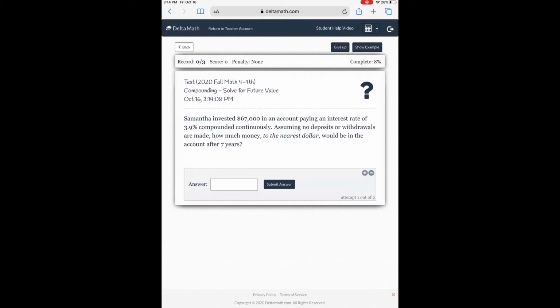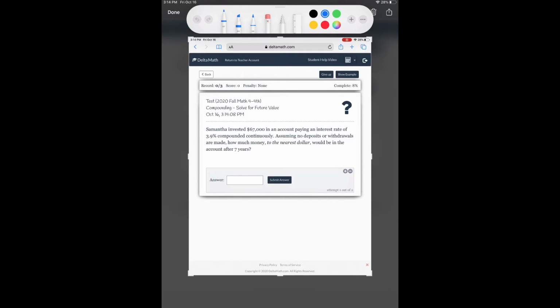This one says Samantha invested $67,000 in an account paying an interest rate of 3.9% compounded continuously. Assuming no deposits or withdrawals, to the nearest dollar, what would they have after 7 years? So again, I'm going to screenshot this, and I have compounded continuously. I told you at the beginning of the video, continuous means I have to use a certain formula. So we're going to use the continuous formula, which is y equals a times e raised to rt.